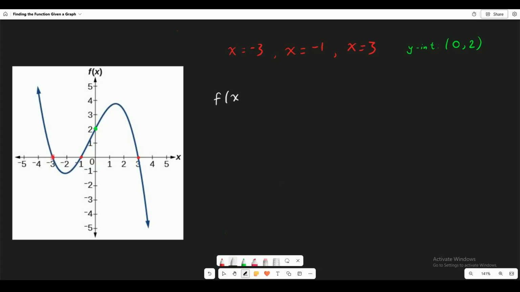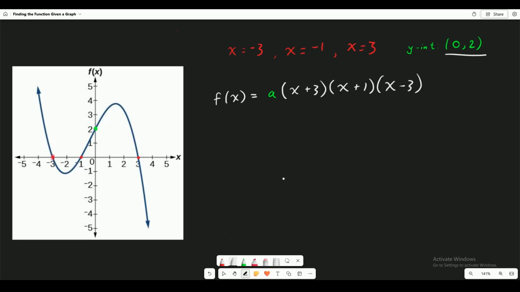So our function f of x is going to equal some number a times x plus 3. That means we need x plus 3, right? Because it's a minus, so we need to make it plus to make it 0. And x is equal to negative 1, which means we need an x plus 1. And x is equal to 3, which means we need an x minus 3. Just like that. So far so good? Now we're going to use our y-intercept to find out what our a value is.